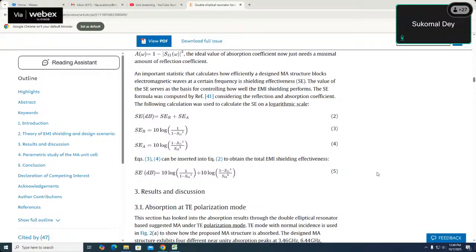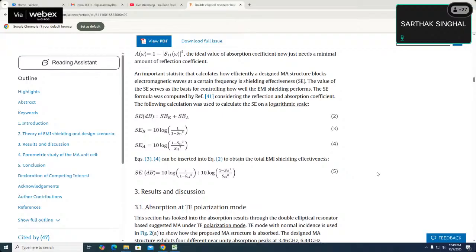Okay, understand. So when you are talking about the effectiveness, it is basically the 1 by absorbability, right? That is the effectiveness. So the effectiveness has to be inversely proportional to the absorbability. Now, when you are making it in a log scale, it is like 10 log of 1 minus of S1 squared.